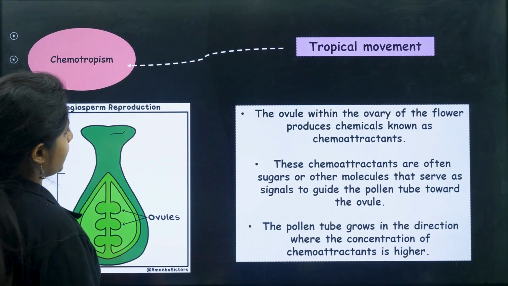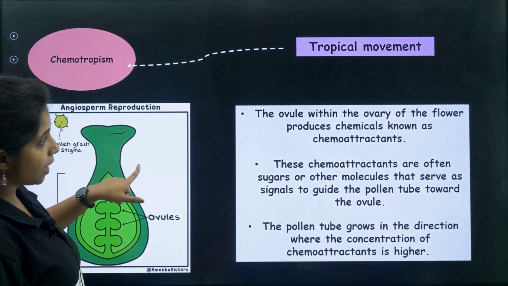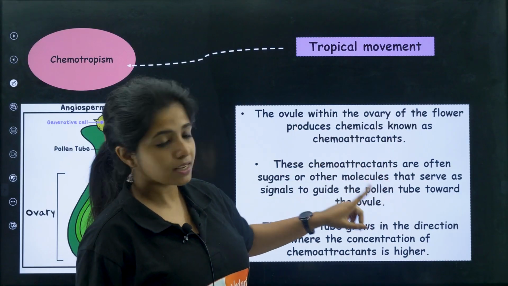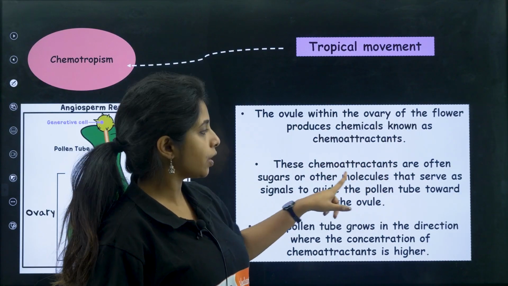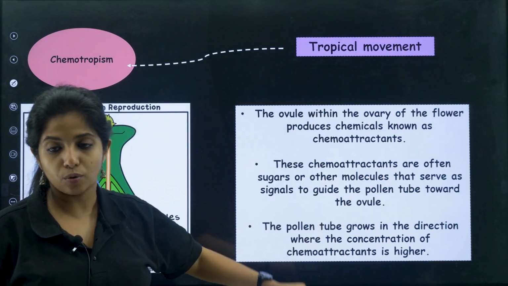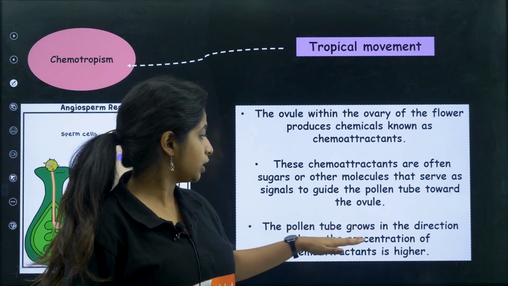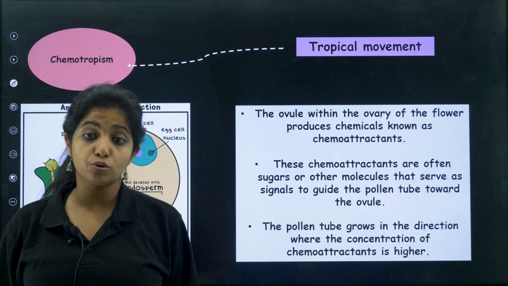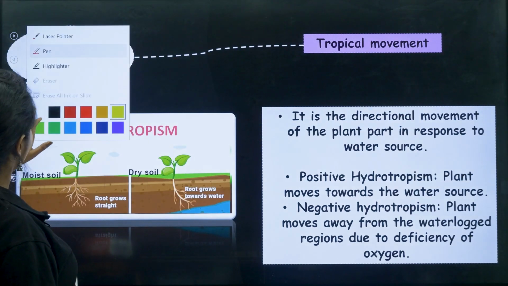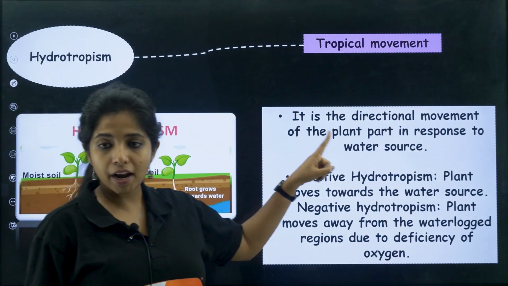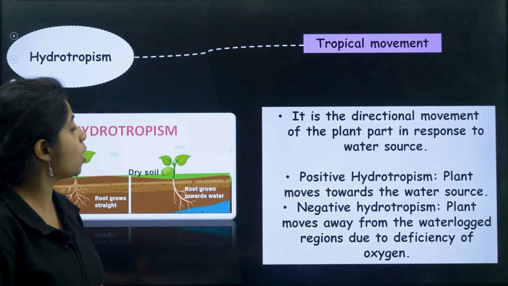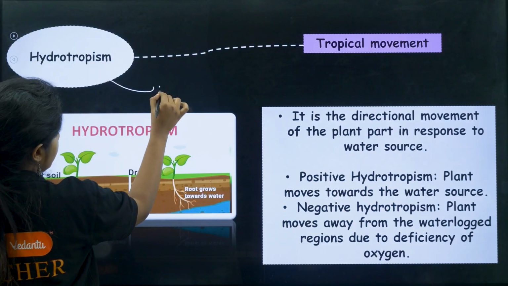Now, this is the example. The ovule within the ovary of the flower produces chemicals which are known as chemoattractants. These chemoattractants are often sugars or other molecules that serve as signals to guide the pollen tube towards the ovule. The pollen tube grows in the direction where the concentration of chemoattractant is higher, which is why it is an example of positive chemotropism. Now the next thing, hydrotropism. What do you mean by that? It is a directional movement of the plant part in response to the water source. Here the stimulus is water basically.